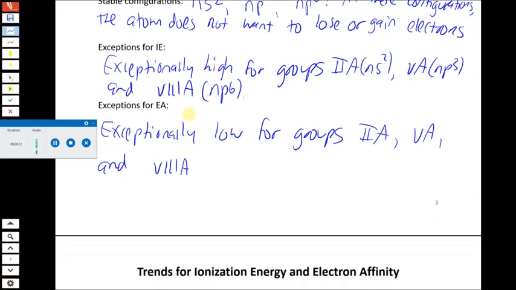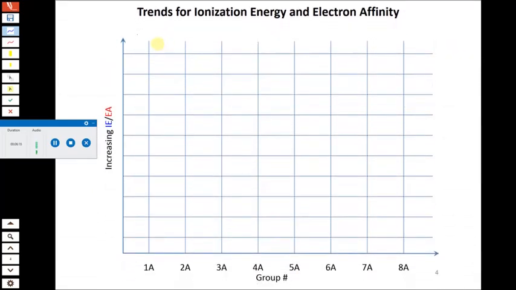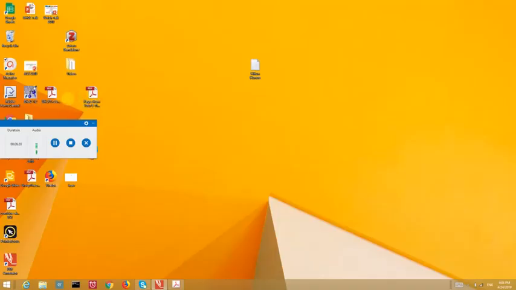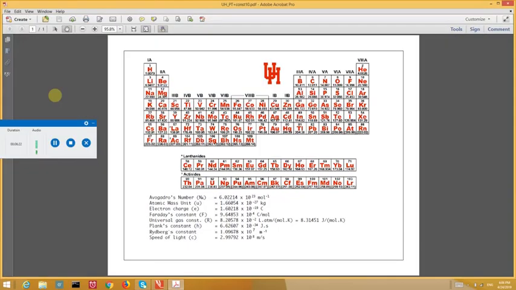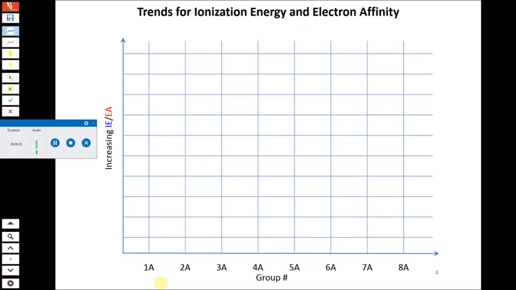So then what we can do is put these trends onto a little bit of a plot as a function of group number. As we go across the groups of the periodic table, remember we're talking about the main groups here, so let me point out where that is on the periodic table. We're talking about the A groups, which are the main group elements, so 1A, 2A, 3A, 4A, 5A, 6A, 7A, 8A. Those groups on the periodic table as we go across, how does the electron affinity and ionization energy change? As we said, the general increase is left to right, but we have these exceptions.